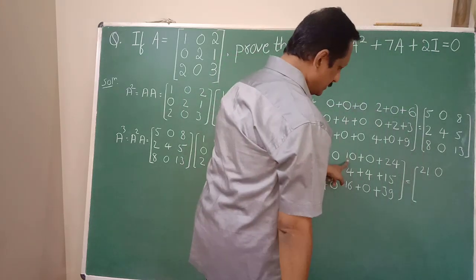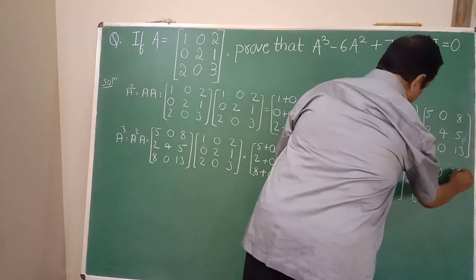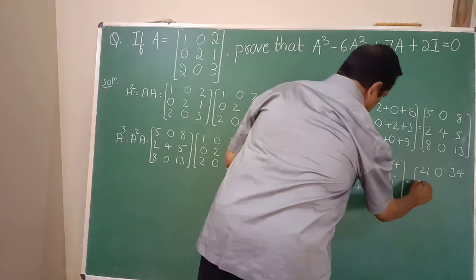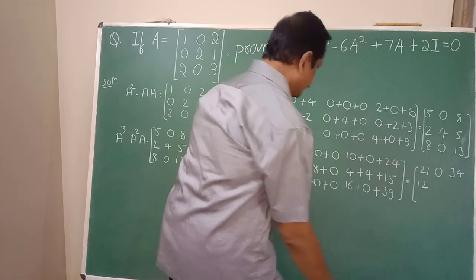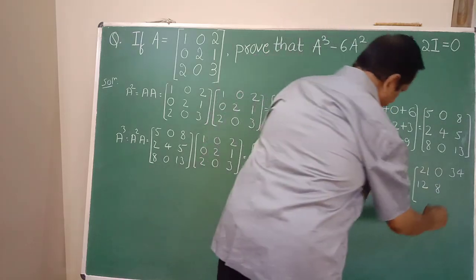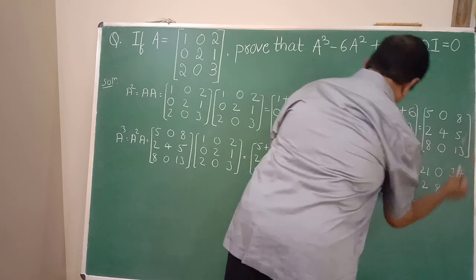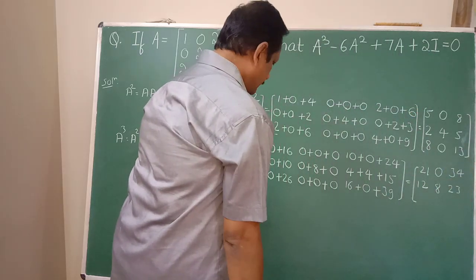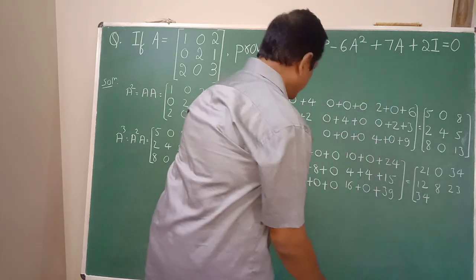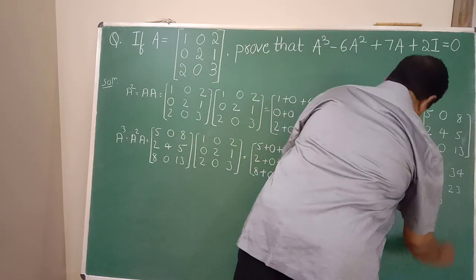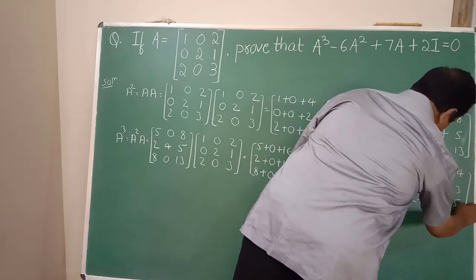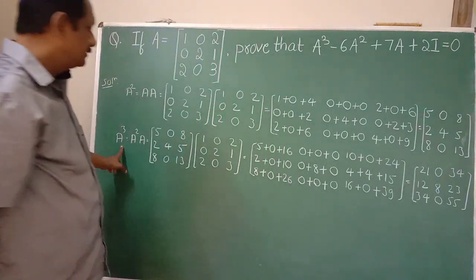10 plus 24 is 34 here. This is 34. Then 10 plus 2 becomes 12, so plus 12 here. 8. 15 plus 4 becomes 23 here. This is 23. 26 plus 8 is 34 here. This is 34. Next is 0. 16 plus 39 is 55. It is 55. Okay, this is matrix A cube.